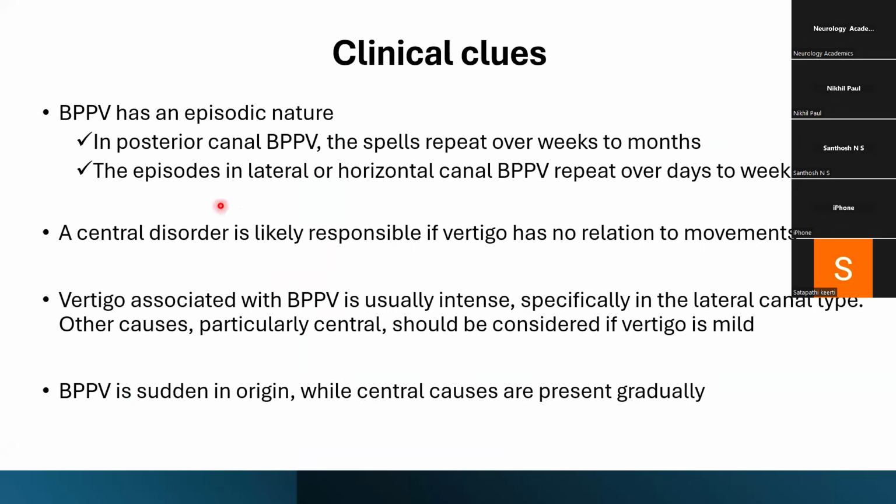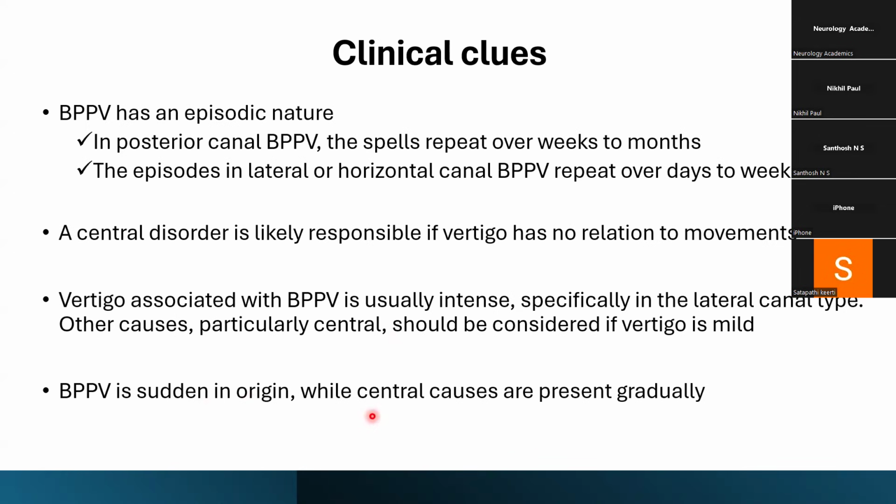And some other clinical clues: BPPV has an episodic nature. In posterior canal BPPV, these episodes repeat over weeks to months, whereas in horizontal canal, it occurs over days to weeks. So always, as I said, it is triggered by head movement in most cases. So if there is no relation to head movement, we should always look for a central cause. And the vertigo is usually very intense in posterior canal BPPV. Maybe in lateral or horizontal canal BPPV, it might be a bit mild, but usually severe vertigo lasting seconds to 2 to 3 minutes is the dictum in BPPV.